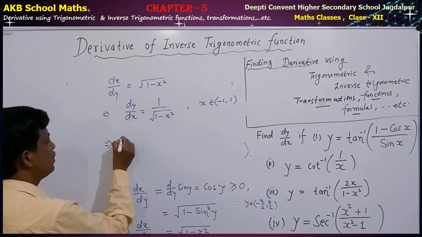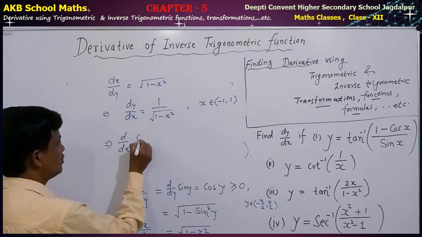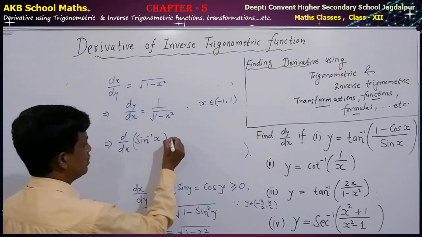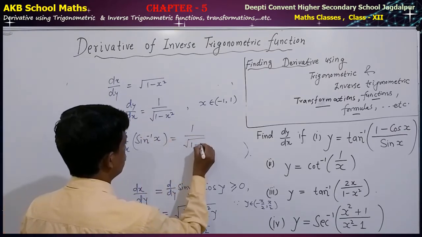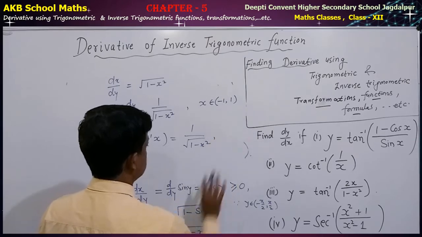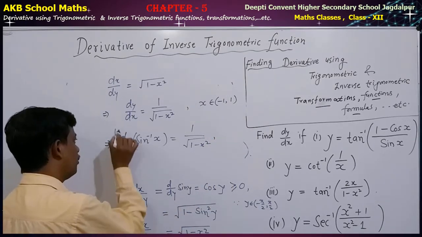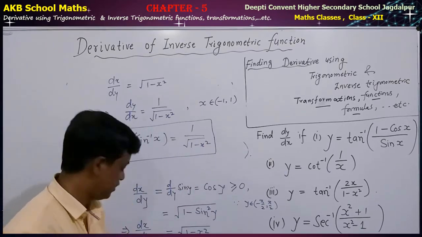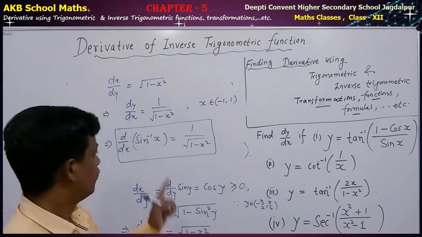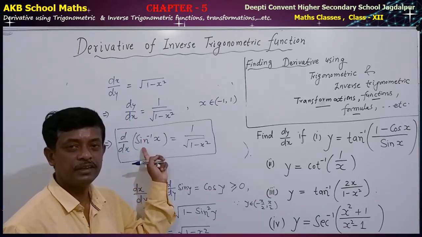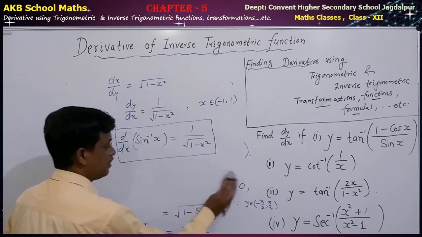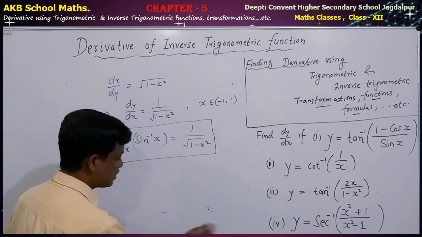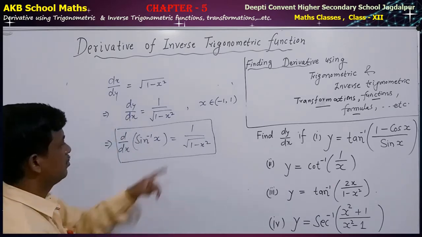dy by dx means what? d by dx of sin inverse x. Y means sin inverse x. This equals 1 upon root over 1 minus x square, where x belongs to this. Okay, this is our formula for sin inverse x. Similarly, we can get it for the remaining 5 inverse functions. Okay, so you have to remember all the formulas. Here the derivative of sin inverse x is what? 1 upon root 1 minus x square.